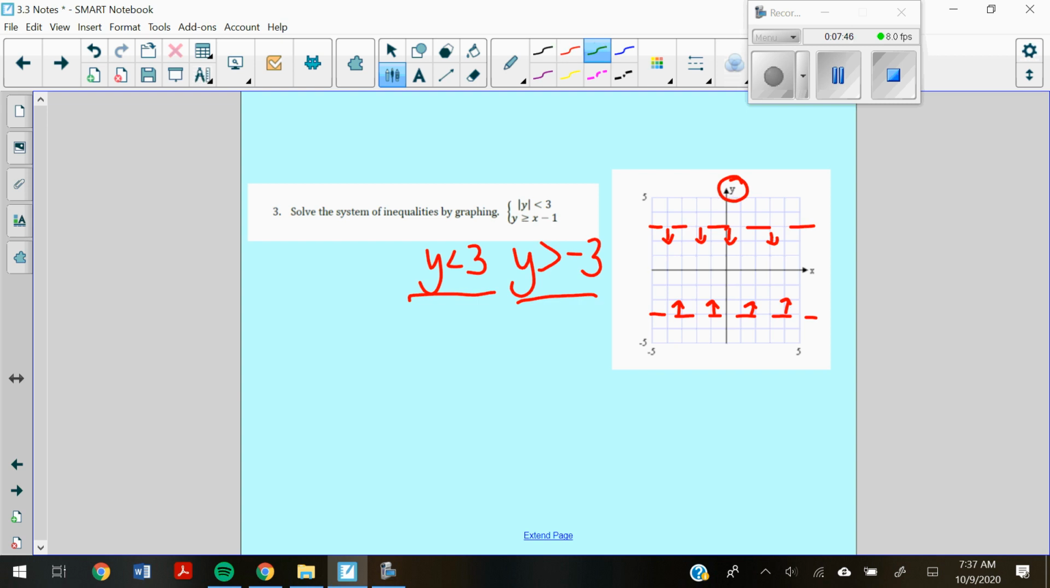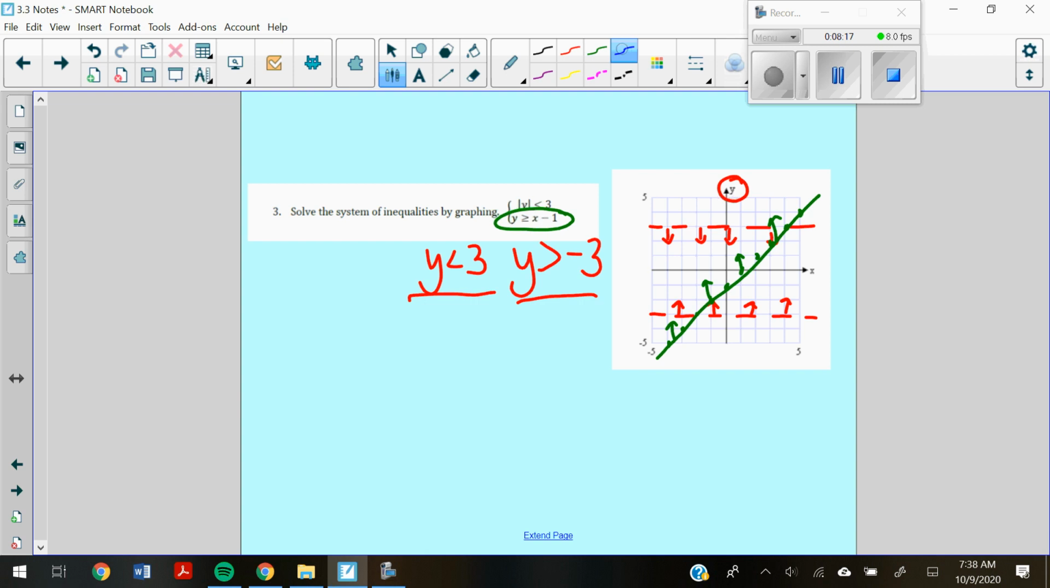All right, let's go ahead and look at this one. It's in slope-intercept form, so that's great. My y-intercept is -1, and my slope is +1. So up 1, over 1 to the right, all the way through, or I can go down 1 and to the left, all the way through. This one is equal to, so I'm going to make this a solid line. And it's a greater than or equal to, so I'm going to shade above this.